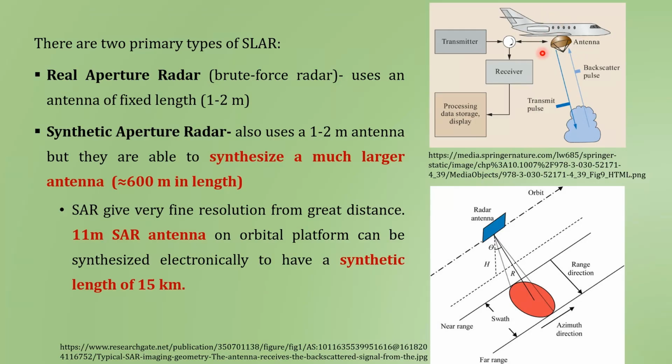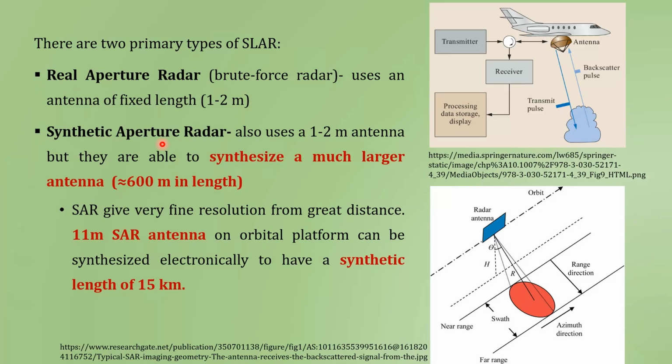In side looking airborne radar, the signal is transmitted or received via antenna. So, based on the type of antenna used in this system, side looking airborne radar can be of two types, real aperture radar or synthetic aperture radar. Real aperture radar is also known as the brute force radar, and it uses an antenna of fixed length. It can be from 1 to 2 meter, and synthetic aperture radar also uses a 1 to 2 meter antenna, but here the system is able to synthesize a much larger antenna electronically. Means it can be of approximately 600 meter in length.